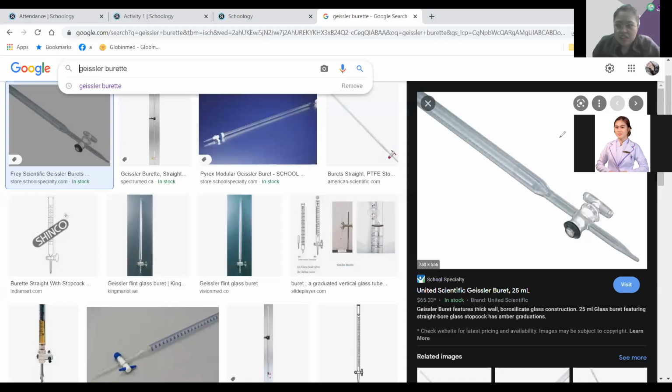And then this one, yung pinaka-common, yung commonly makikita niyo sa laboratory class na may stopcock na burette, yun yung Geisler. Okay? So, yan yung Geisler na merong attached na stopcock. This one is the stopcock here. I-open or i-close natin siya. That's the two types of burette natin.